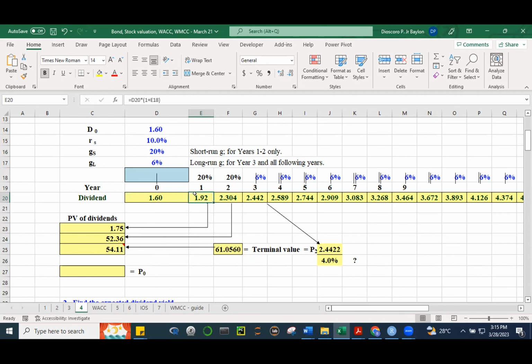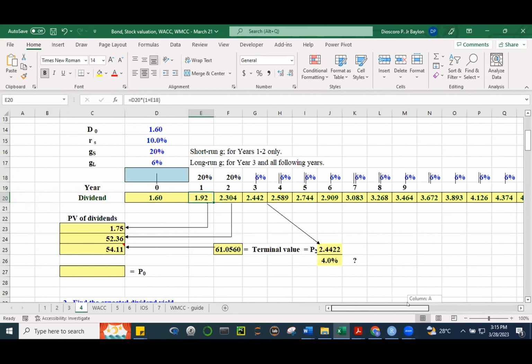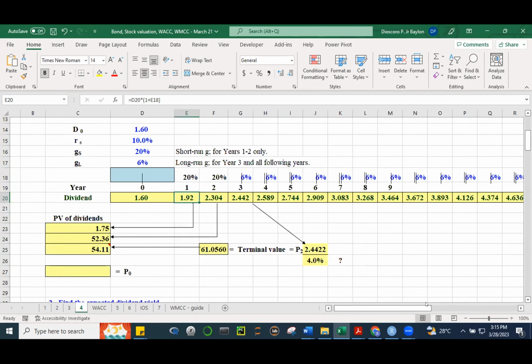So starting with dividend at year 1. And then it's expected to grow for the next 2 years by 20%. And then after that, okay, 6%, no? 6% na siya after starting with year 3.